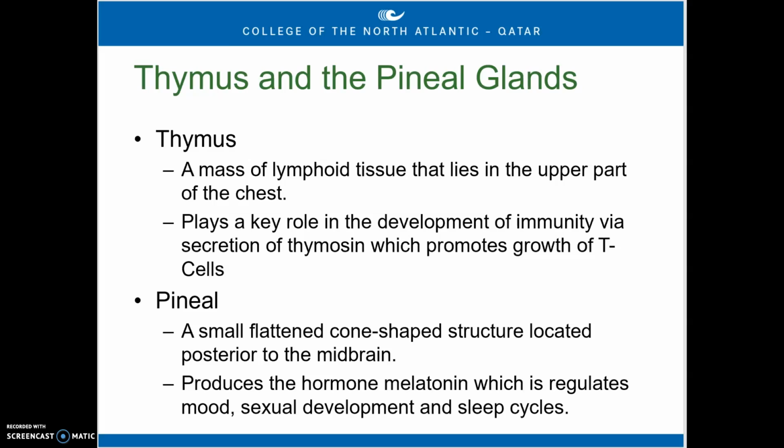We have another couple of glands here, the thymus gland and the pineal gland. These are quite small, but they're a significant part of the endocrine system. The thymus is a large gland actually that's located in the upper chest near the heart. And the thymus plays a key role in the development of our immune system. It secretes a hormone called thymosin, and thymosin is responsible for helping the growth of our T cells.